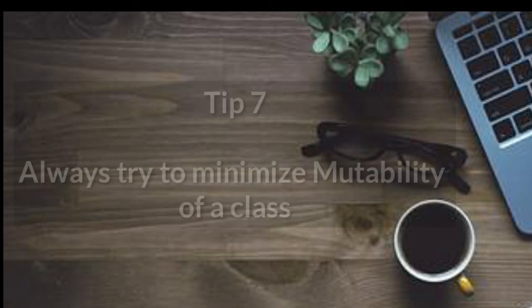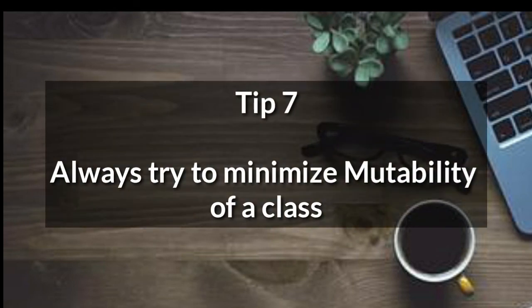The last one is always try to minimize mutability of a class. Making a class immutable is to make it unmodifiable. The information the class preserves will stay as it is throughout the lifetime of the class. Immutable classes are simple, so they are easy to manage. They are thread safe also, so they make great building blocks for other objects.